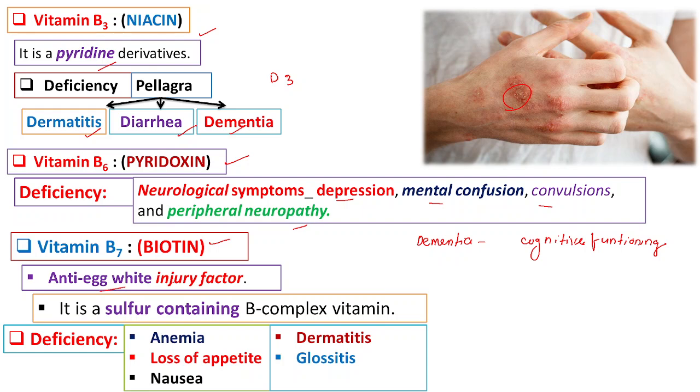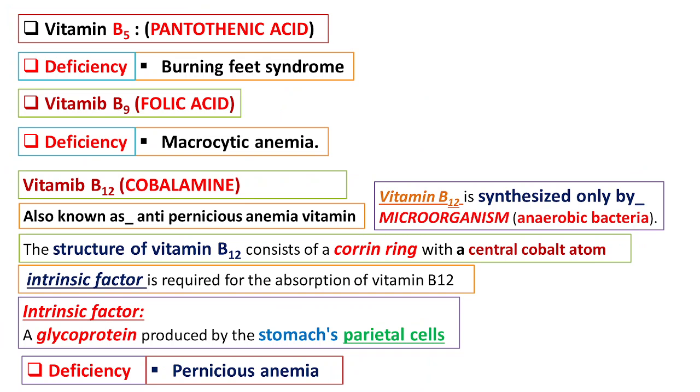It will not be absorbed in the stomach properly, and it is a sulfur containing B complex vitamin. Its deficiency leads to anemia, loss of appetite, nausea, dermatitis, and glossitis. These are the symptoms, right? Next one, vitamin B5, so called pantothenic acid. Its deficiency leads to burning feet syndrome. Means in our feet a burning sensation will be felt.